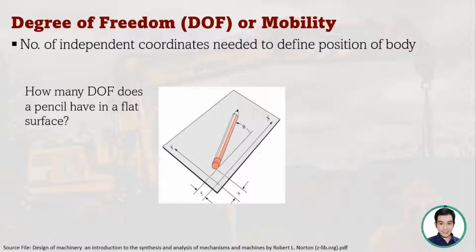As you can observe, to determine the position of the pencil, you have to establish its distance from the x-axis, its distance from the y-axis, as well as its rotation. So that's why the degrees of freedom is actually 3. Meaning there are 3 mobilities that you have to consider so that you can establish the position of the pencil. Basically that's what degree of freedom means. These are independent coordinates that are needed to define the position of the body.